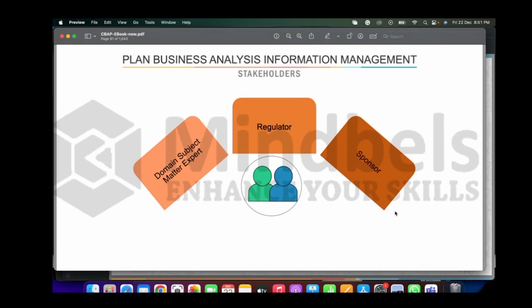Now, here is a different set of stakeholders when you are doing your information management planning: your subject matter experts, your regulators, your sponsor. Do you see you don't have a project manager? You don't have stakeholders apart from these three. Why? Because business analysis information management includes only these people: subject matter expert, regulator, and sponsor.